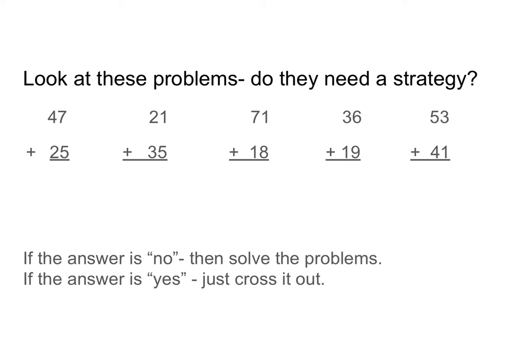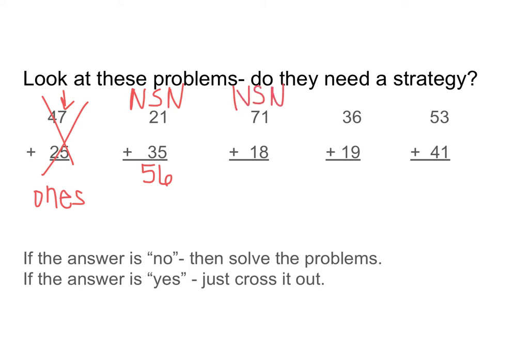All right, we're going to look at these problems, and if they need a strategy, we're just going to cross them out. If they don't need a strategy, we will solve them quickly. Oh, notice right there, our ones column is over 10, so we're just going to cross it out. And it's the ones column that caused the problem. 21 plus 35, notice they're all low numbers, so we're going to write 56 and NSN. 71 plus 18, yes, this too is an NSN for 89.